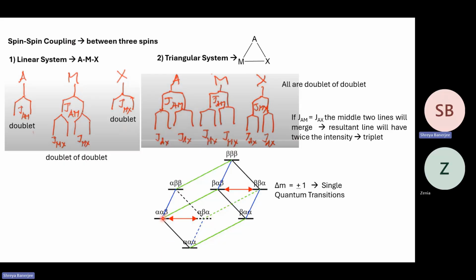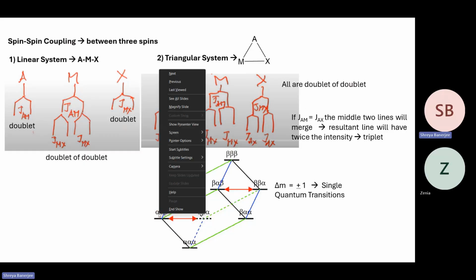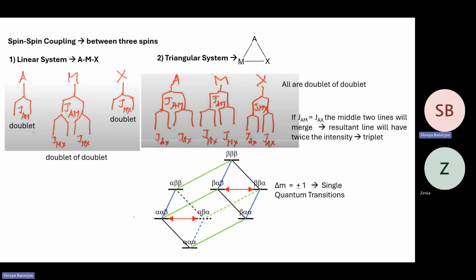And again, each of the spins can have alpha or beta, and you can have different combinations of alpha and beta. You can add up the M of each to get the total M and apply the selection rule, that is delta M plus or minus 1, to decide whether the transition is allowed. Like suppose alpha alpha beta, the total M is minus half.